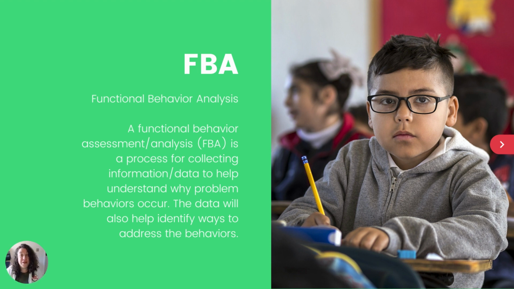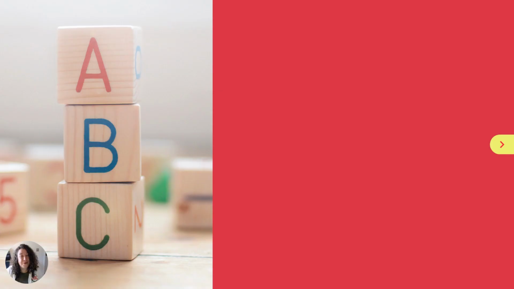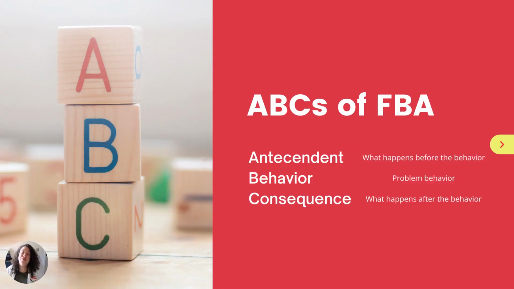We want to take that objective look at what surrounds the behavior and what happens around it. There's a couple of different ways you can collect that data. One simple way to remember is the ABCs of functional behavior analysis, and that is the antecedent, what happens before the behavior, so what leads to the behavior, the actual problem behavior itself, the B, behavior, and the consequence, what happens after the behavior.